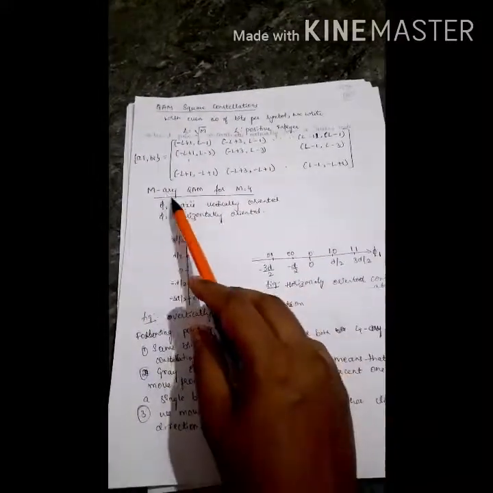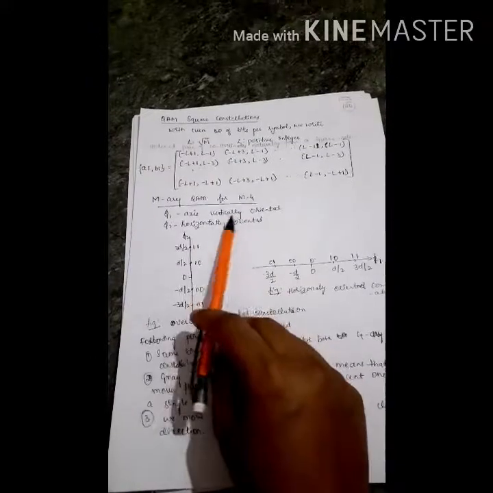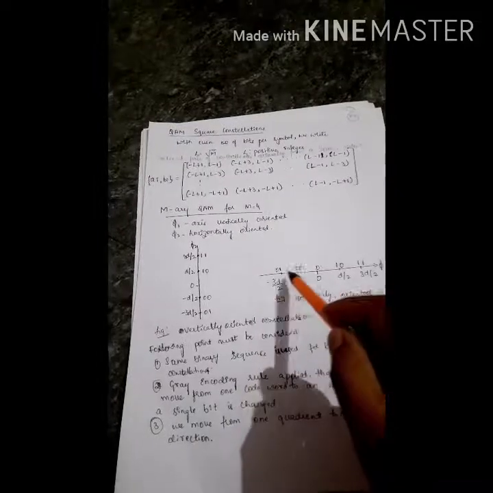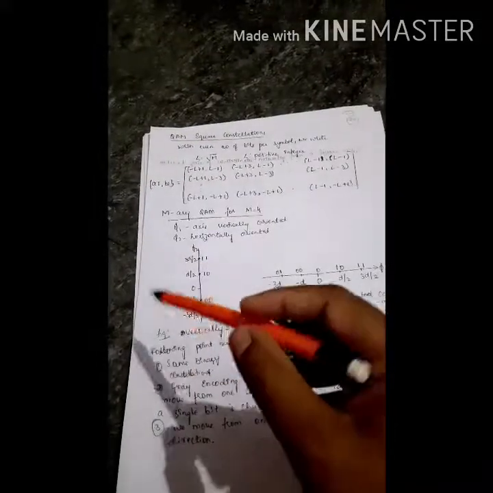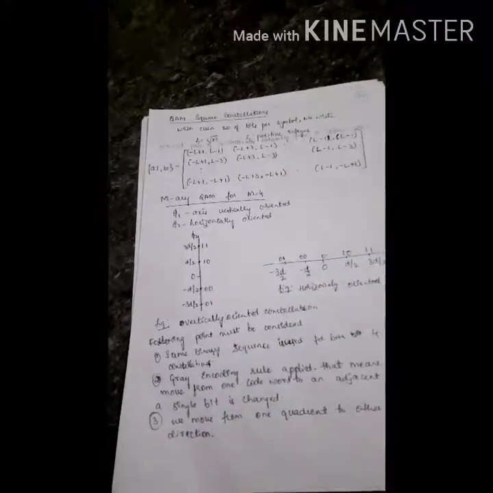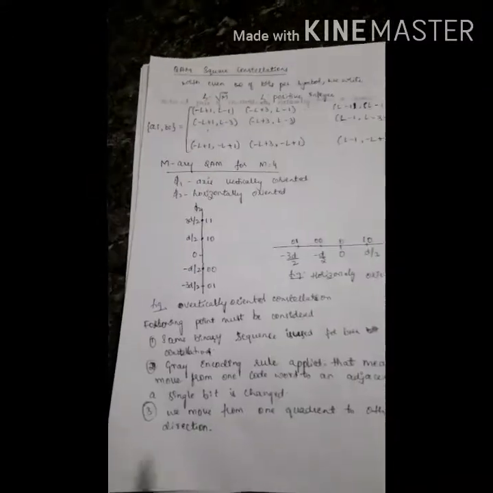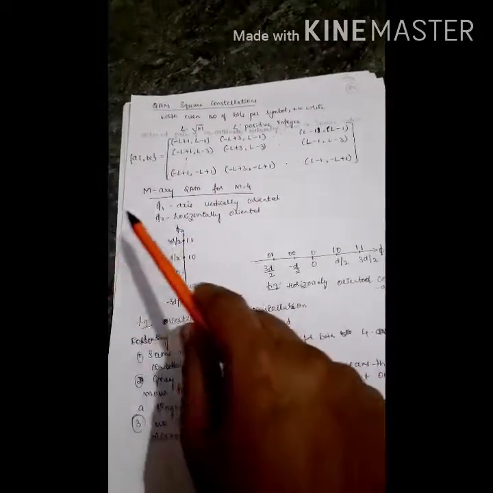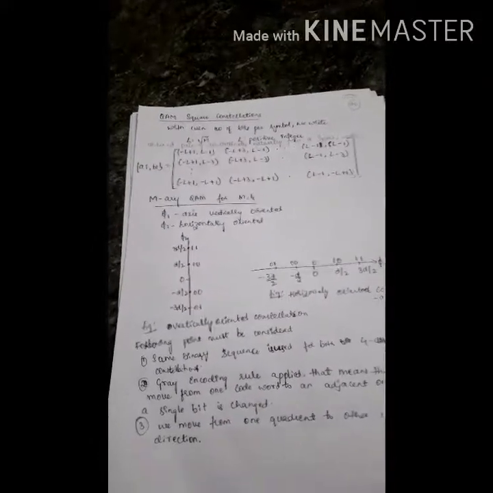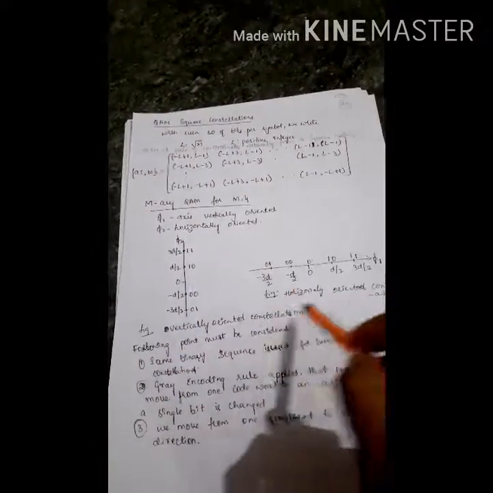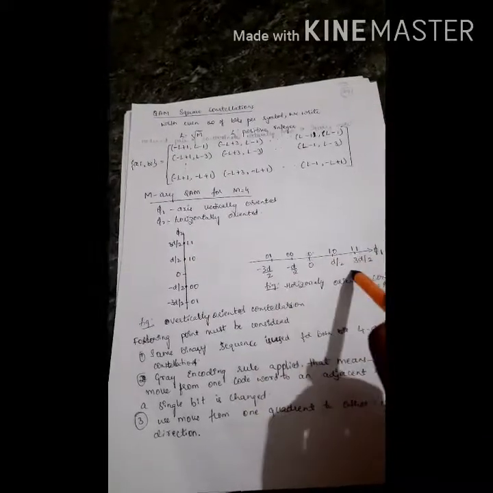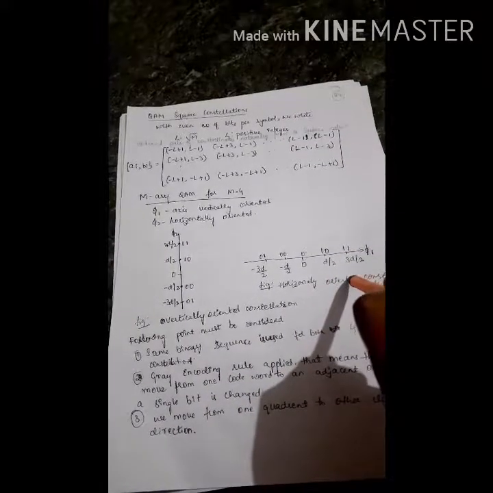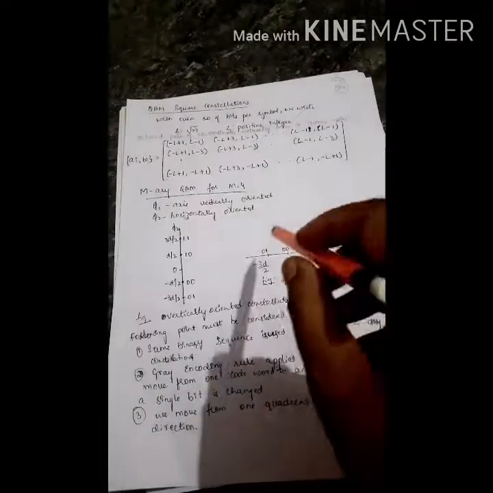Consider an M-ary QAM for M is equal to 4. Here the phi 1 of t axis is vertically oriented, and the phi 2 of t axis is horizontally oriented. Look at this in the constellation: phi 1 of t is the vertical axis, and phi 2 of t is the horizontal axis.